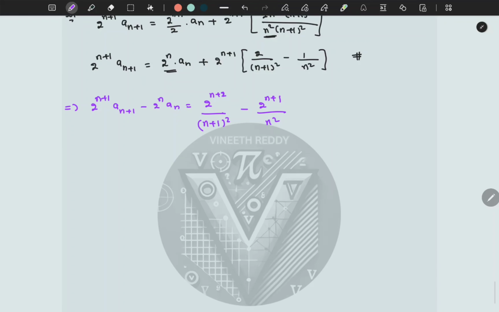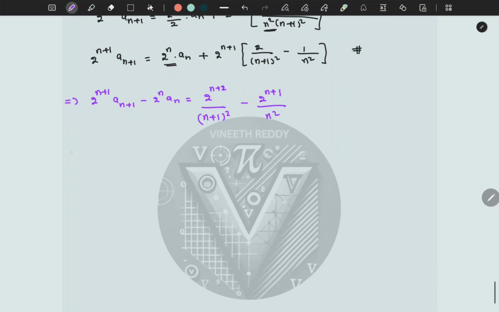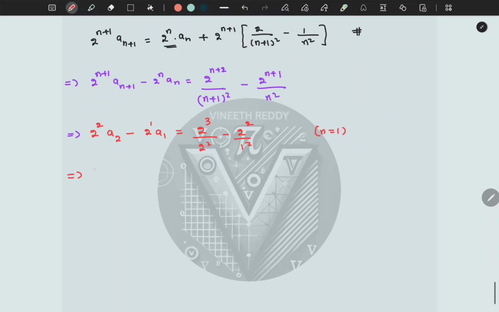Now, if I replace n with 1, what do I get? I get 2 square into a2 minus 2 power 1 into a1, that will be 2 power 3 divided by 2 square minus 2 power 2 divided by 1 square. Now this is for n equals 1. If I replace n with 2, what do I get?